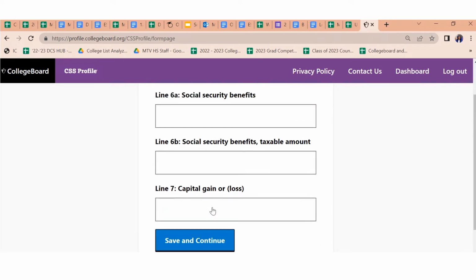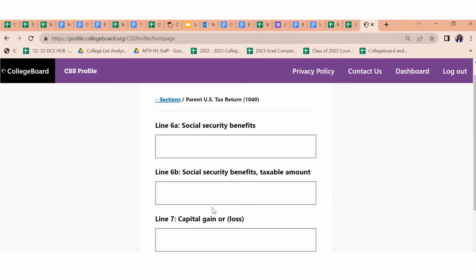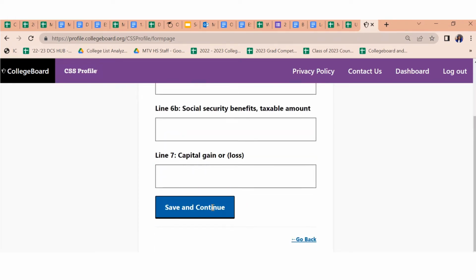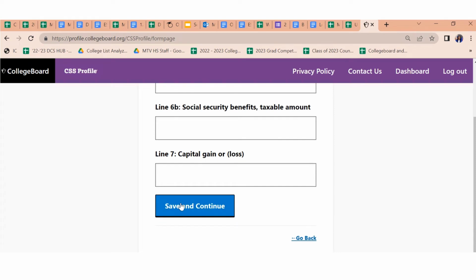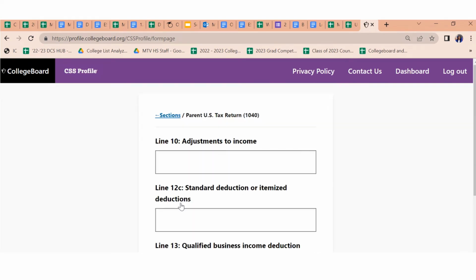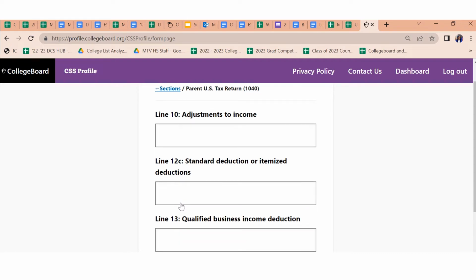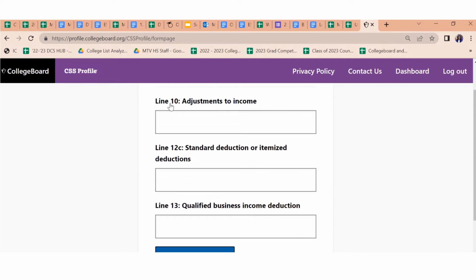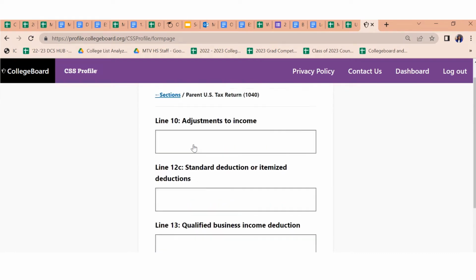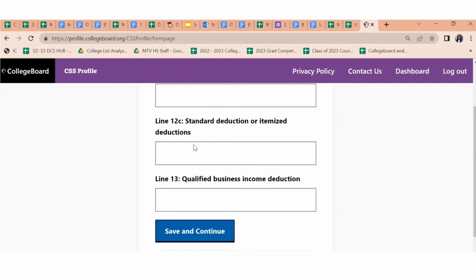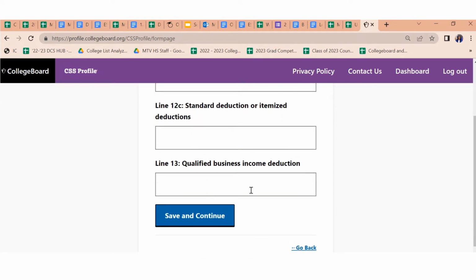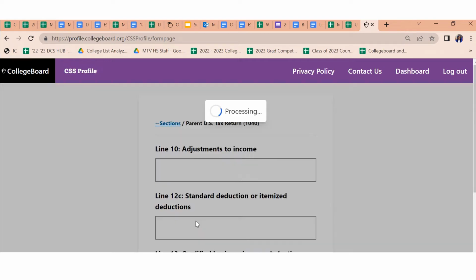More questions that are not required related to Social Security benefits, capital gains and losses, I'm going to leave those blank and click Save and Continue. Adjustments to income, again, from these specific lines in your 1040, you do not need to enter them because they are not required. So I would leave them blank and click Save and Continue.